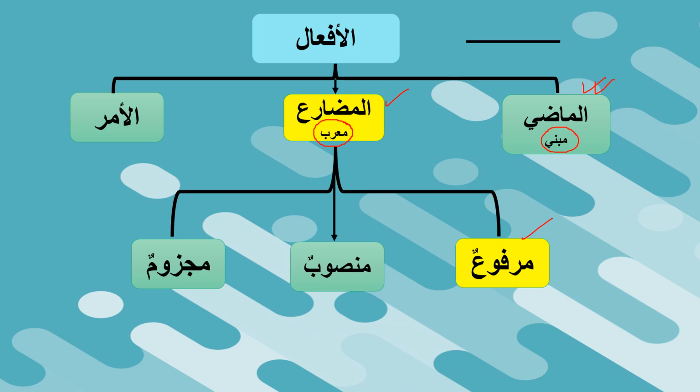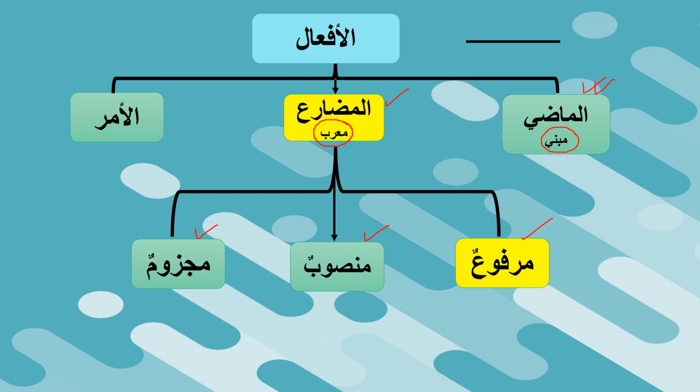But when we come to Mudare, we know that Mudare is Mu'rab, the only tense in Arabic that is Mu'rab, changing into three cases, that is Marfu, Mansub, and Majzoom. So a Fel Mudare can change its case into Marfu. The Fel Mudare can be in Marfu case, it can be in Mansub case, or it can be in Majzoom case.